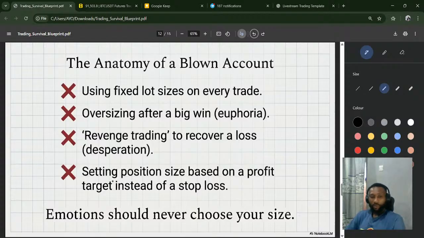So this is how accounts get blown, basically. These few things I've just shown you blow accounts. You guys should just take note of this and make sure you don't make the same mistakes. This is very important.